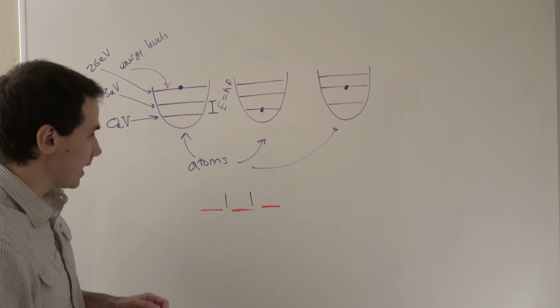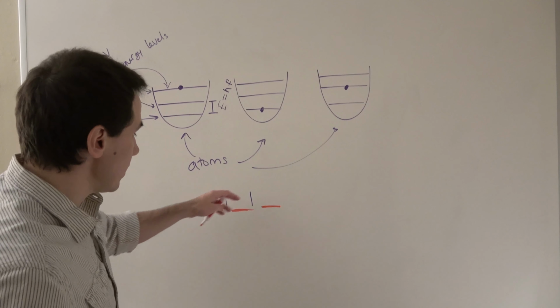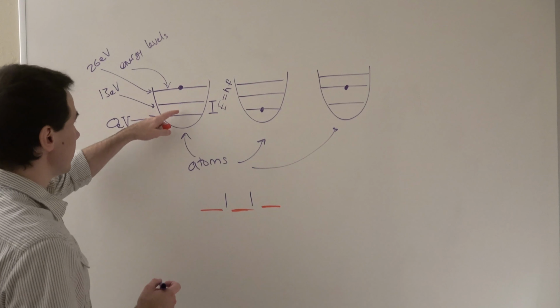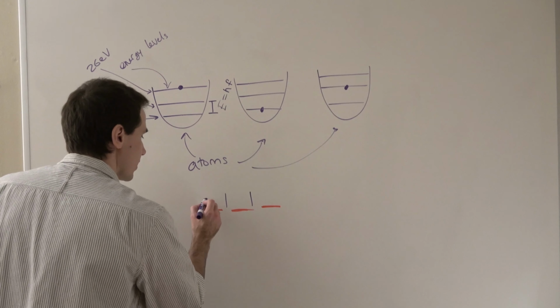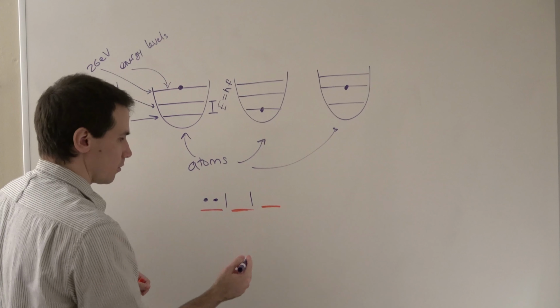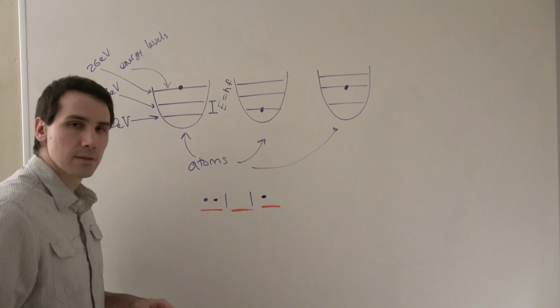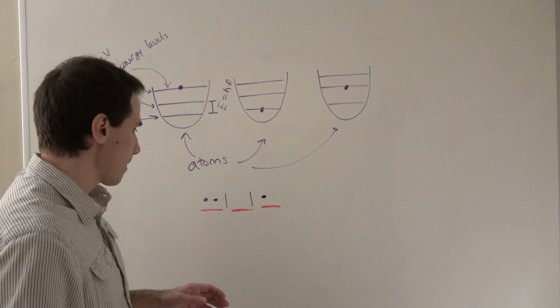And then I can put dots, which represent the energy, in between the lines. So here, this oscillator has 2 units of energy, so I put 2 dots. This oscillator has 0 units of energy, so I don't put any dots. And this oscillator has 1 unit of energy, so I put 1 dot.